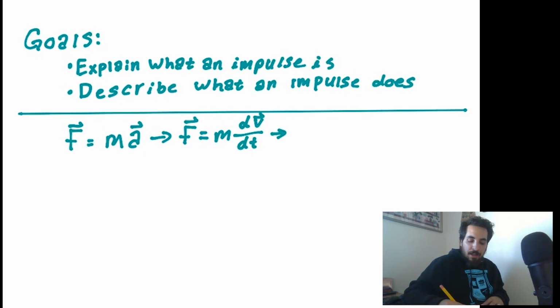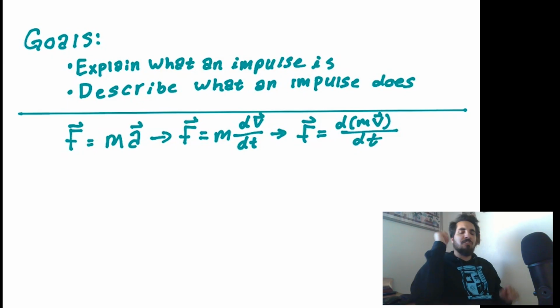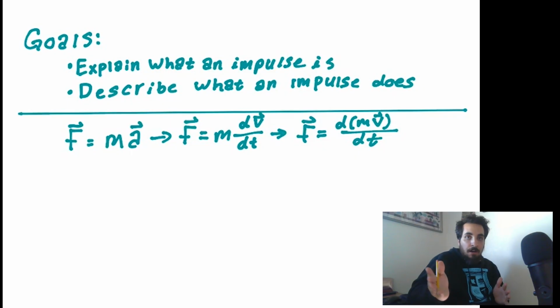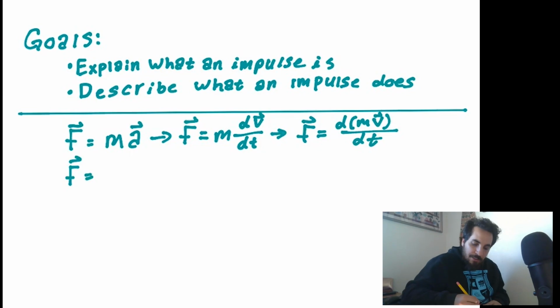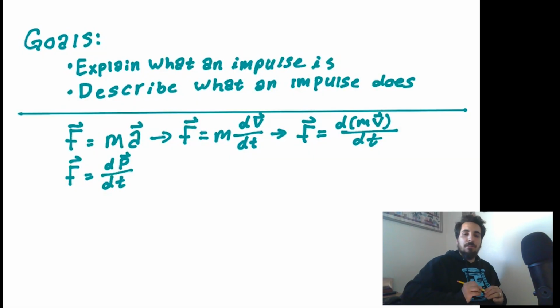What I'm going to do next is put that mass into the derivative. So now it's the derivative of mass times velocity with respect to t. And we start to recognize that relationship, mv, that's exactly how we defined the momentum of an object. So we can replace that mv with momentum, p, and we say that the force acting on an object is the derivative of momentum.